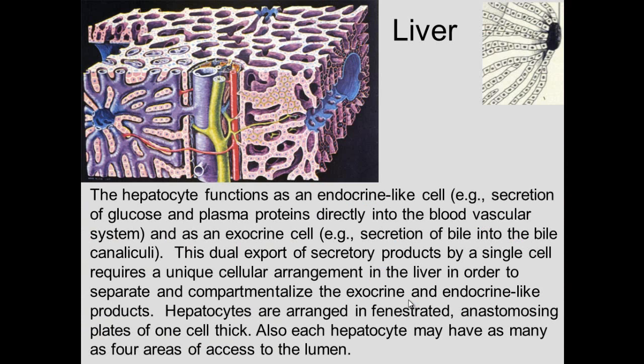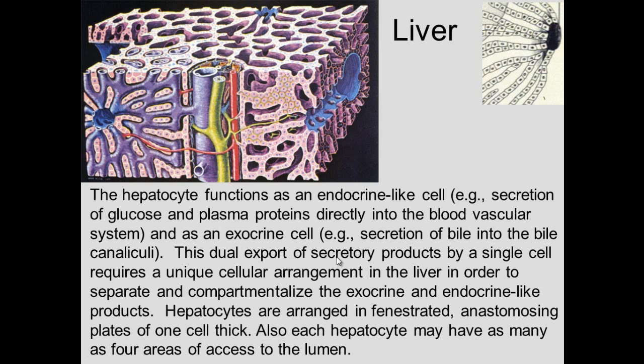Now the liver has a couple of functions. It acts like an endocrine organ. Also, it acts like an exocrine organ, and you can see it secretes glucose and plasma proteins directly into the blood like an endocrine organ, but it also secretes bilirubin as an exocrine organ as well. This dual role is important for compartmentalization of these endocrine and exocrine-like products.